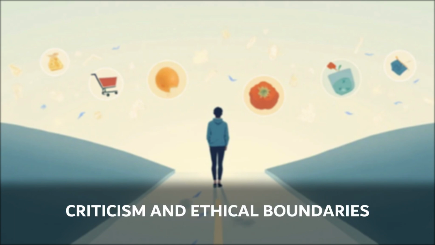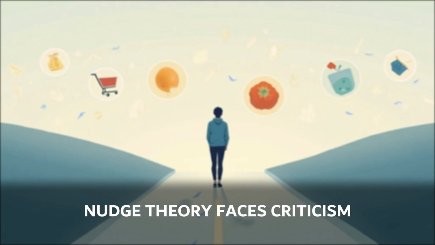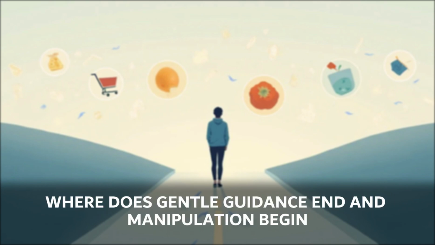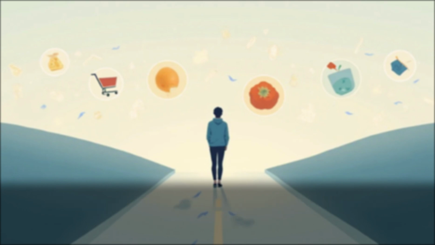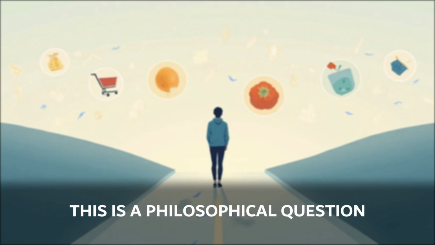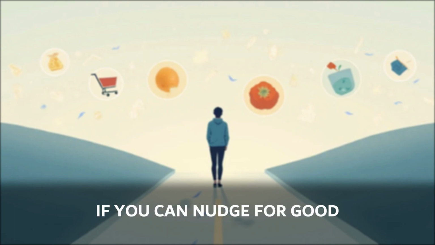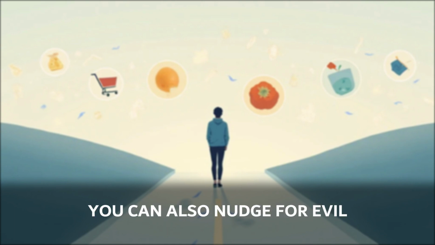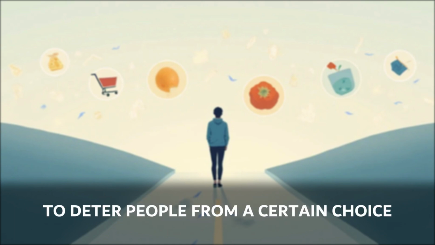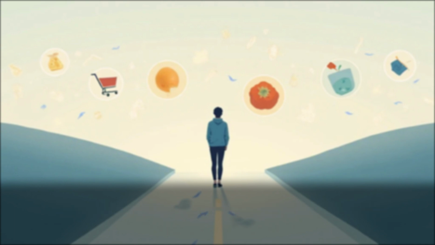Criticism and ethical boundaries. Despite its effectiveness, nudge theory faces criticism. The threat of manipulation: where does gentle guidance end and manipulation begin? Who determines what is the best choice for an individual? This is a philosophical question. Sludge: if you can nudge for good, you can also nudge for evil. Sludge is the intentional complication of a process to deter people from a certain choice, e.g., a complex unsubscribe procedure.